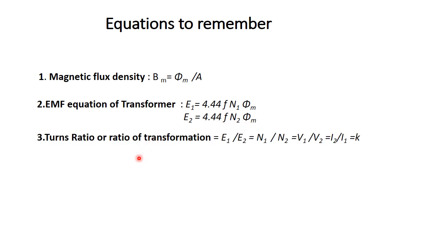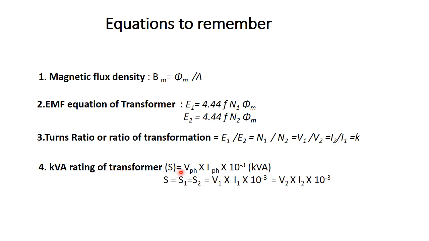Turns ratio or ratio of transformation, usually represented by letter K, is the ratio of E1 by E2, that is equal to N1 by N2, equal to V1 by V2, which is equal to I2 by I1.